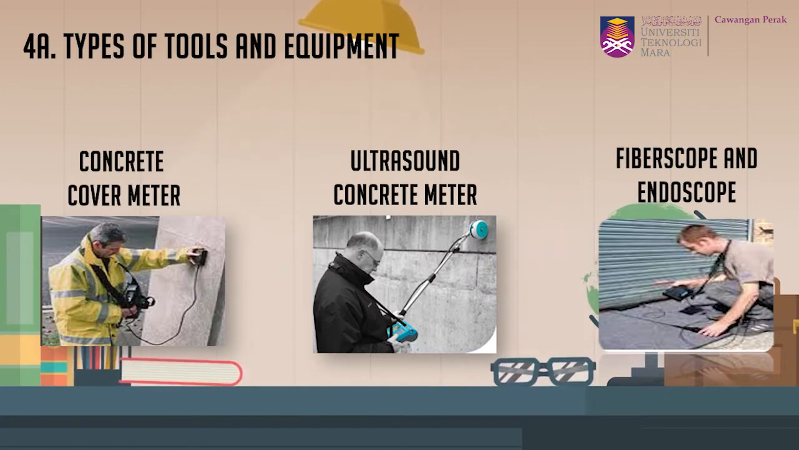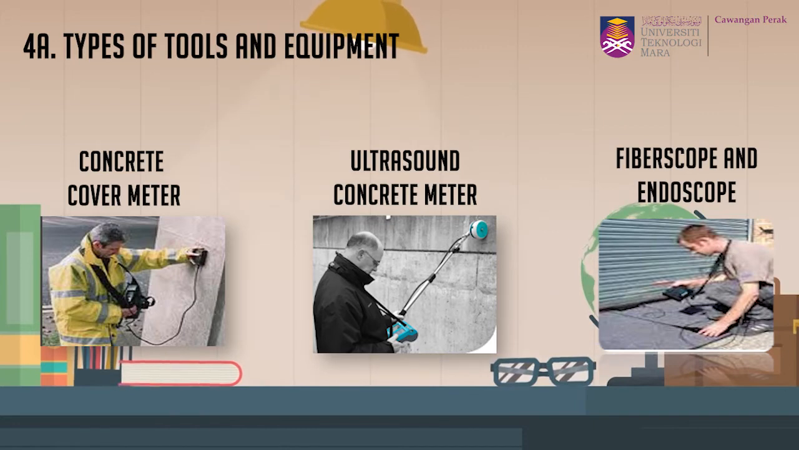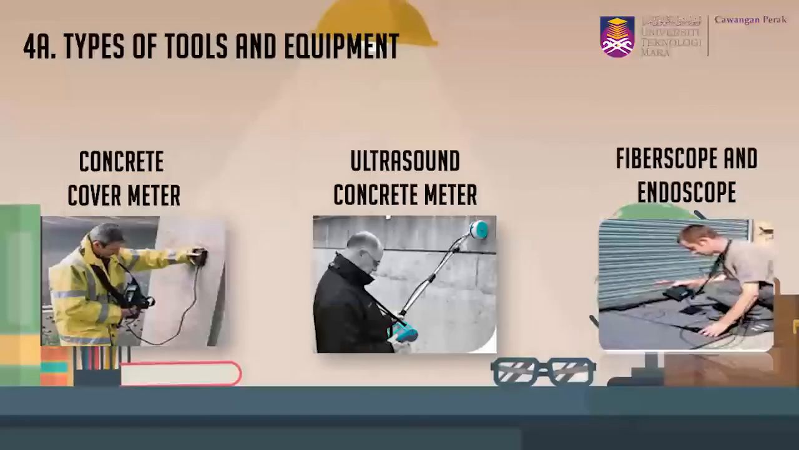In some cases, you have to detect a defect from beyond the wall or from beyond a concealed hidden object. So you need certain equipment in order to detect the defects. In this slide, we provide you with 4 types of tools and equipment that are used to check for defects beyond the wall. The first one is the concrete cover meter. The second one is the ultrasound concrete meter, then the corrosion map detector, and last but not least the fiberscope and endoscope.